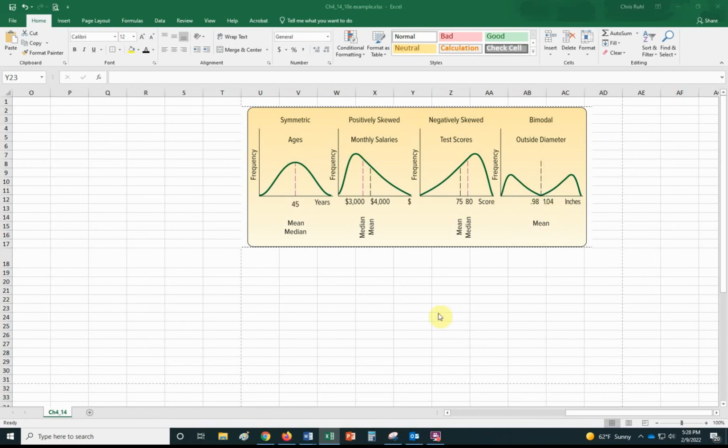So that's skewness, skewed to the right, skewed to the left, usually those two things. And if it's skewed to the right, the mean is bigger than the median. If it's skewed to the left, the mean is smaller than the median.